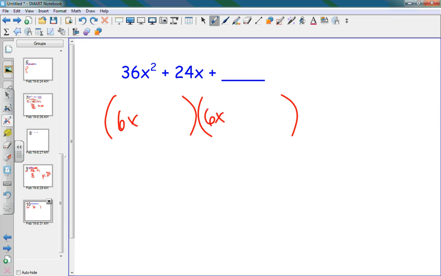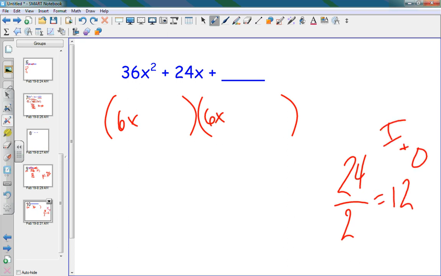And what did I do next? I took the 24 and did what? Divided by 2. Divided that by 2 to give me 12. Now I have to have my inner and my outer to give me 12. So what do I multiply 6 by? 2. So that has to go in both positions. So last, 2 times 2 gives me 4.